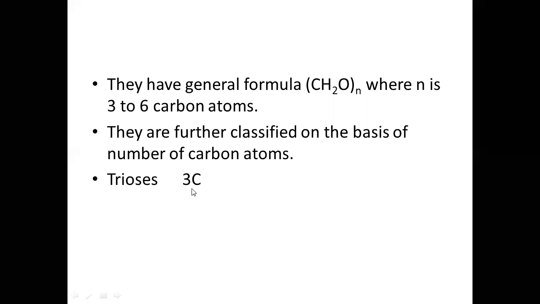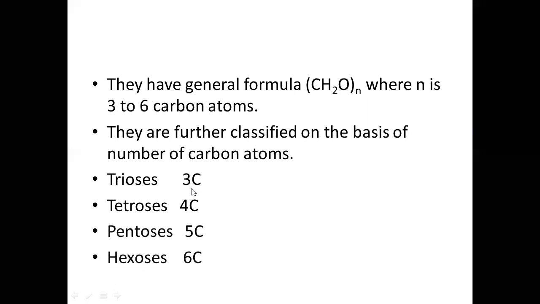Tri means 3, okay? Trioses. The 4 carbon containing carbohydrate or monosaccharide is called tetroses. Then pentose has 5 carbon atoms, and hexoses have 6 carbon atoms. So these monosaccharides are classified on the basis of the number of carbon atoms present in them. So trioses, tri means 3, tetra means 4, penta means 5, and hexa means 6. So trioses have 3 carbon atoms, tetroses have 4 carbon atoms, pentoses have 5 carbon atoms, and hexoses have 6 carbon atoms.